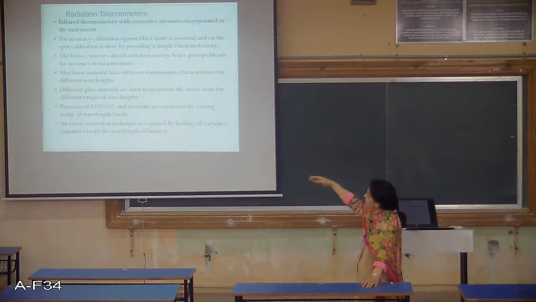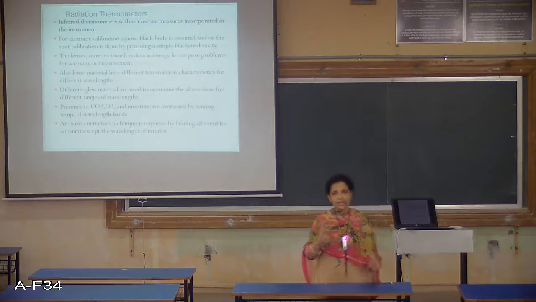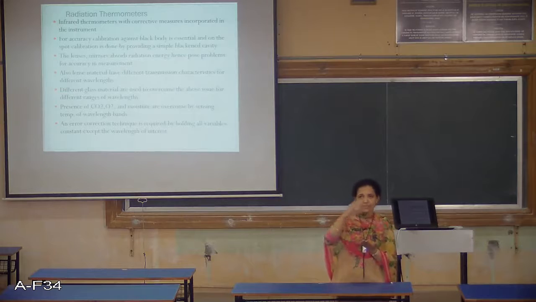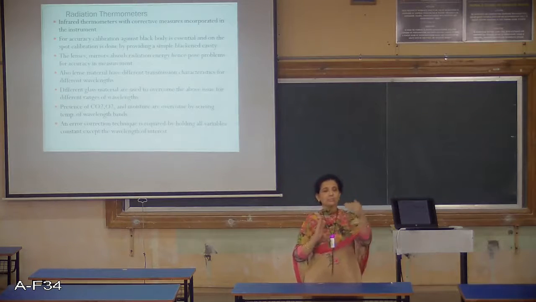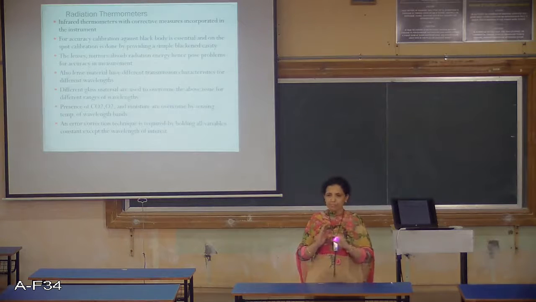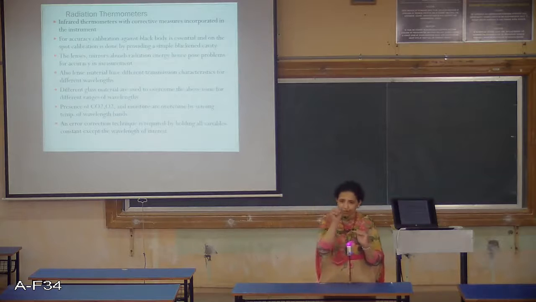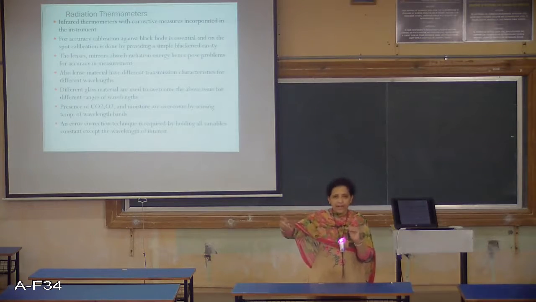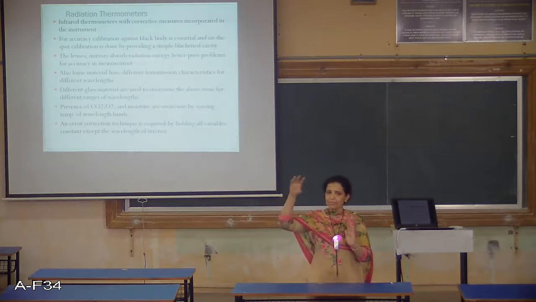Next, the lenses and mirrors absorb radiation energy, hence pose a problem for accuracy in measurement. This also has to be taken care of. Now to do this, how much is the absorbed energy level? Usually in higher end instruments, the absorption by these is minimum. If they are lower end, in the compensation network, how many degrees are to be added to the measured temperature? That is the correction which is done in the processing network.